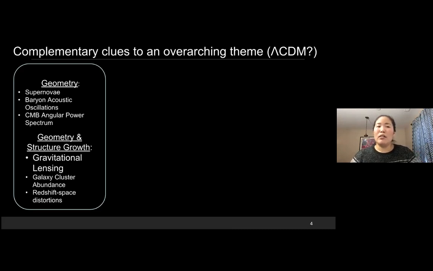Some are telling us specifically about the geometry, so for example, distances and expansion of space. I'm calling that geometry here, and that includes things like supernovae, baryon acoustic oscillations, and the CMB angular power spectrum. And then there are several observations that tell us a little bit about geometry, but maybe a lot more about structure growth, so how these mass structures evolve over time. Gravitational lensing is the one that I will focus on today, but also the counts of galaxy clusters contain some information on that, as well as redshift space distortions.